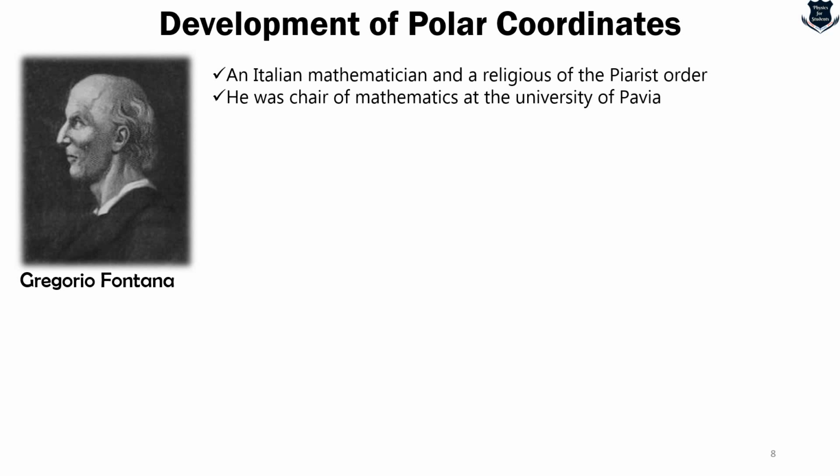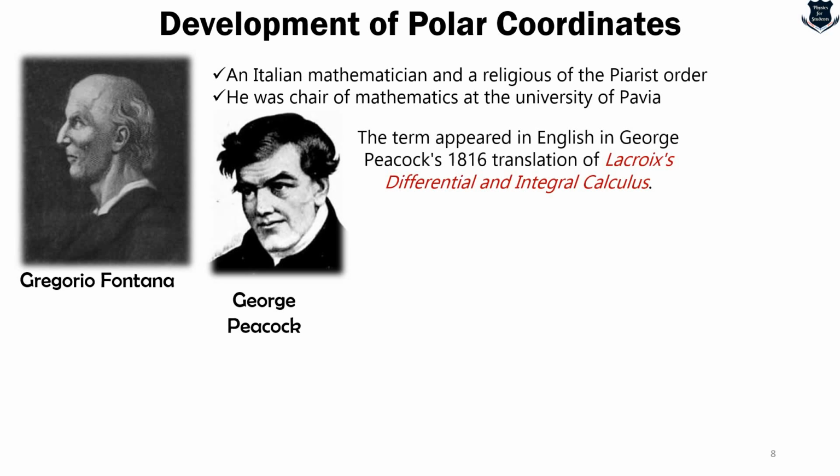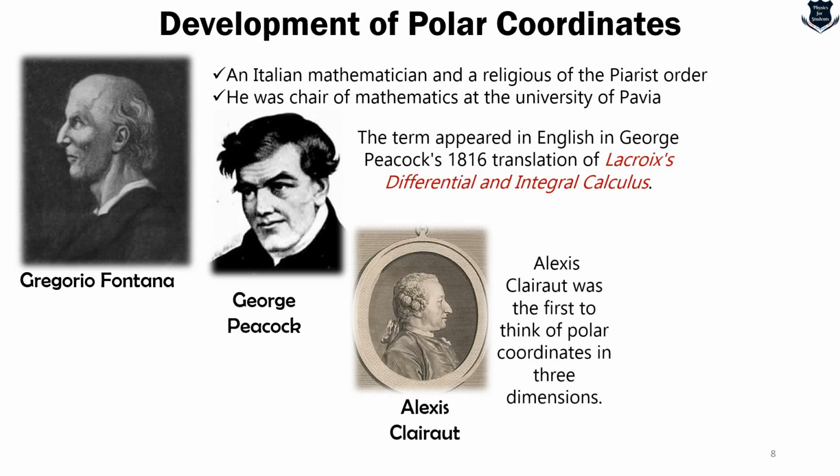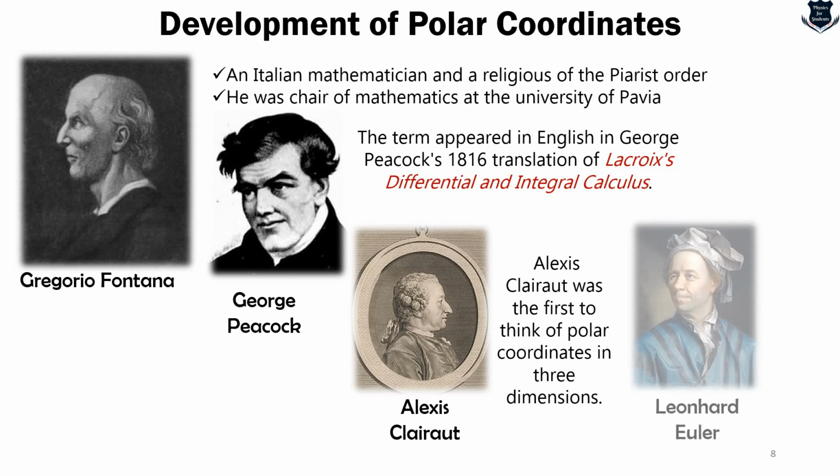The term appeared in English in George Peacock's 1816 translation of Lacroix's differential and integral calculus. Alexis Clairaut was the first to think of polar coordinates in 3 dimensions, and it was the genius Leonhard Euler who was the first to actually develop them. This gives you an idea of the development of polar coordinates.